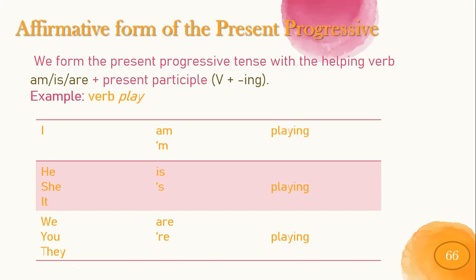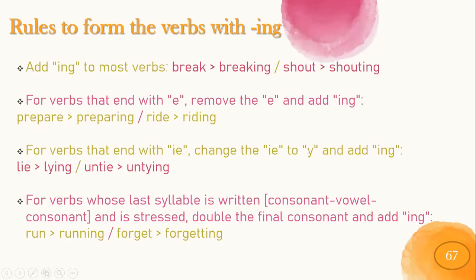That's the only rule. We do not add anything, no s or es or whatever. We just add the helping verb according to the subject, and we add ing to the verb. But the trick is in adding the ing to the verbs. Why? Because we have certain rules to follow when we want to add the ing to the verb. So let's read these rules and see how we add the ing to the verb.